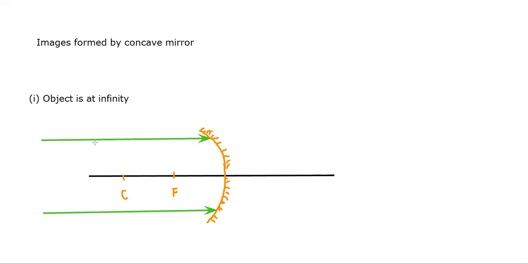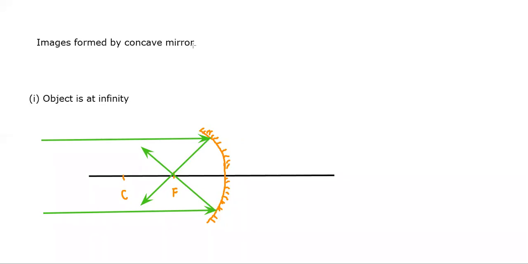Any ray of light which is parallel to the principal axis, after striking the mirror, concave or convex, will pass through the focus. So it will pass through the focus like this. Similarly, this ray also is parallel to the principal axis, so it will also pass through the focus. Where the two rays meet, for example here at the focus, the image will be formed there only. The image will be formed where rays meet. So rays are coming from infinity and they're meeting at the focus.